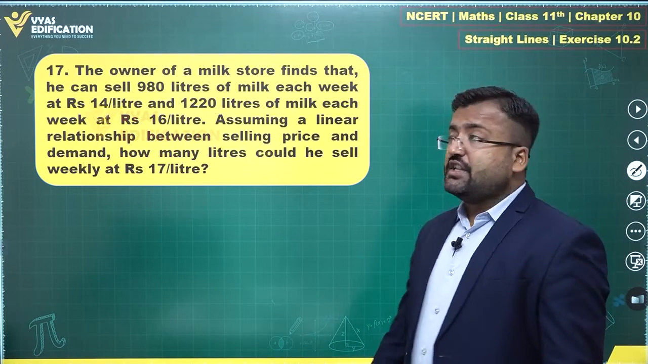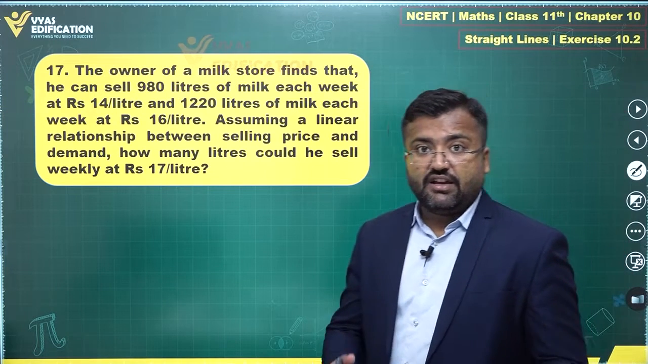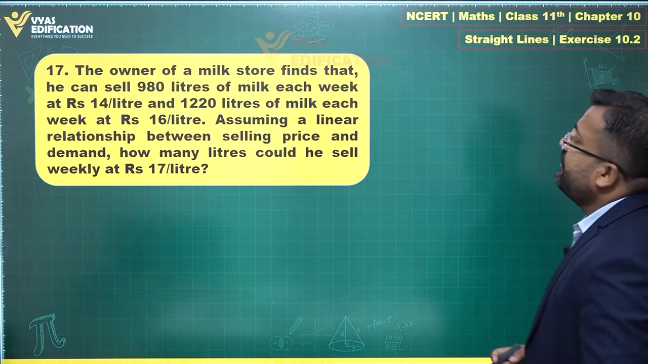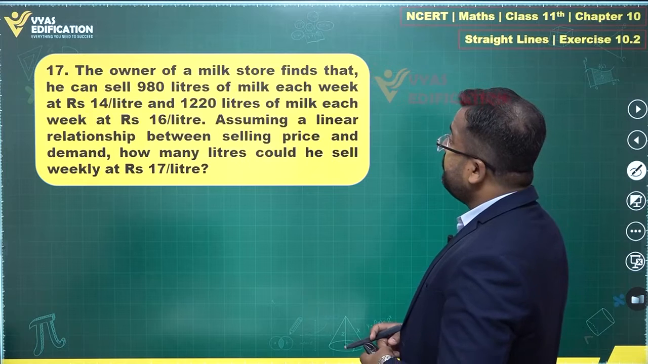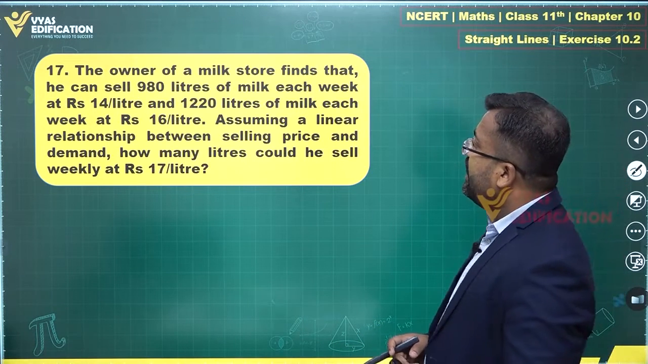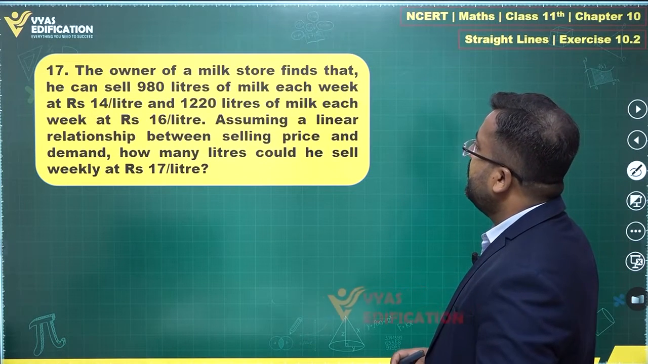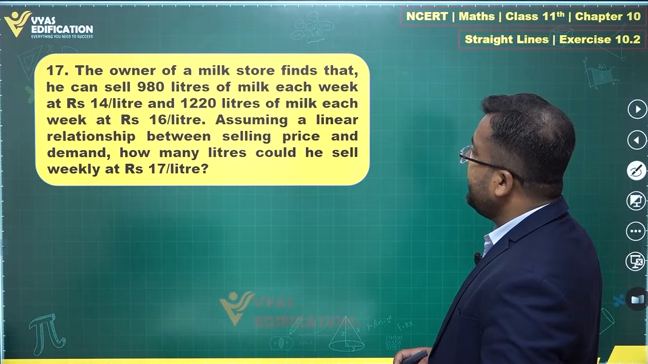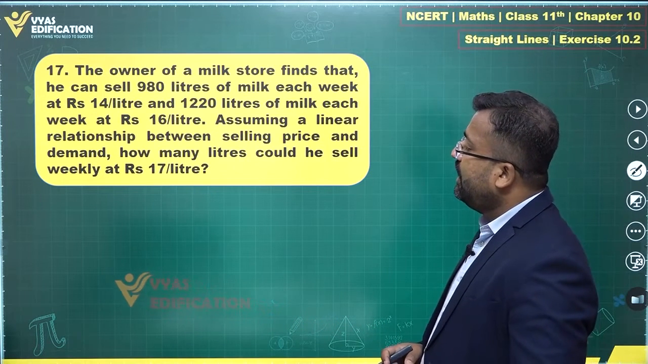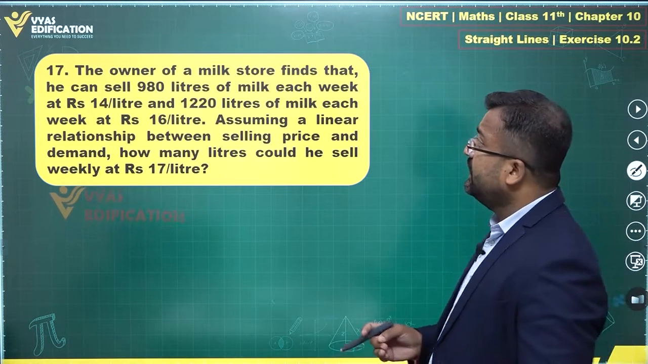The 17th question says, the owner of a milk store finds that he can sell, again a word problem, kind of related to real life. He can sell 980 liters of milk each week at rupees 14 per liter, okay, and 1220 liters of milk each week at rupees 16 per liter. Assuming a linear relation between selling price and demand, how many liters could he sell weekly at rupees 17 per liter? Let's see.